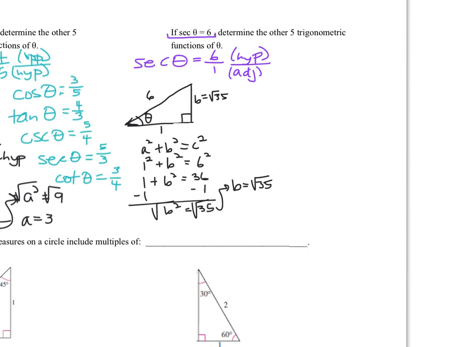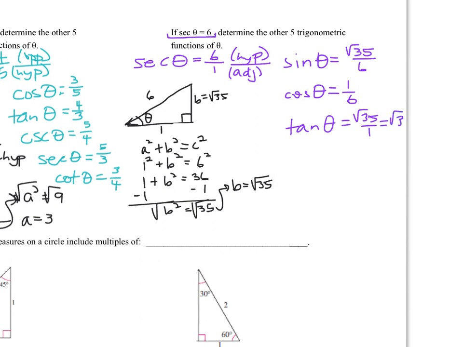I'm just going to go in order: sine theta, cosine theta, tangent theta. All right, let's start there. Sine is opposite over hypotenuse. So that would be square root 35 over 6. Cosine is the reciprocal of secant, adjacent over hypotenuse, 1 over 6. Tangent would be opposite over adjacent, which is square root 35 over 1, or just square root 35.